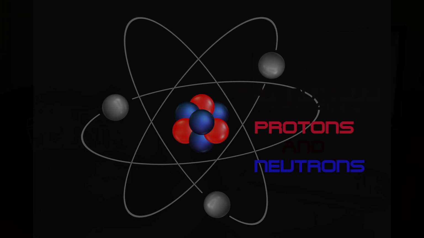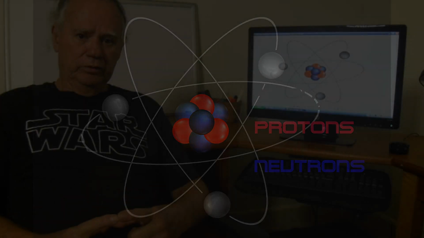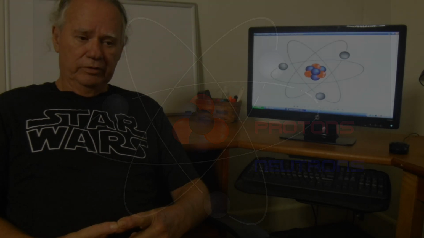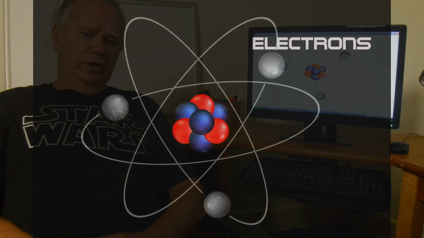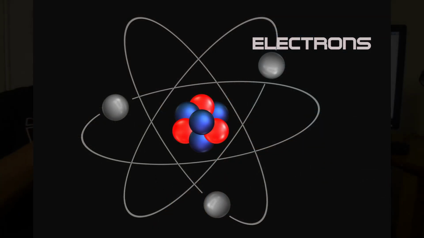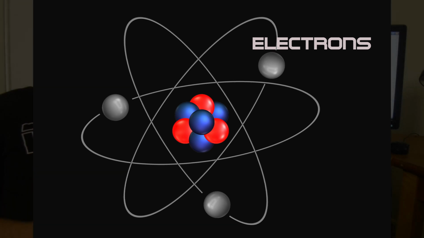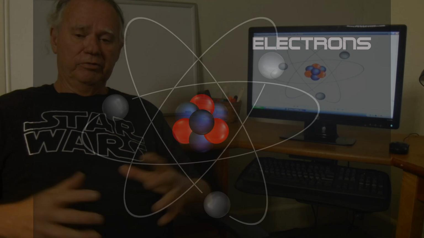They have a nucleus on the inside, and inside that nucleus there are protons and neutrons. Neutrons have no charge. The protons have a positive charge. The part that we're most interested in are the electrons. They circle around the outside of the atom, and they are in layers, or we call them shells.